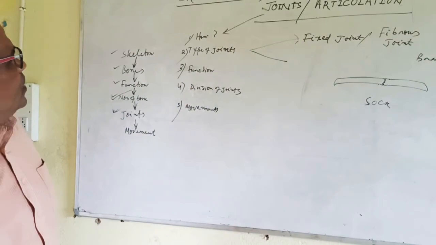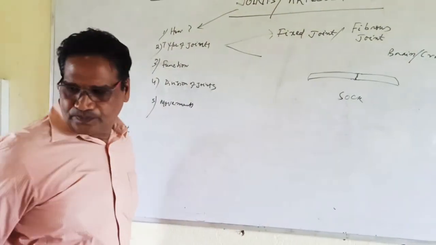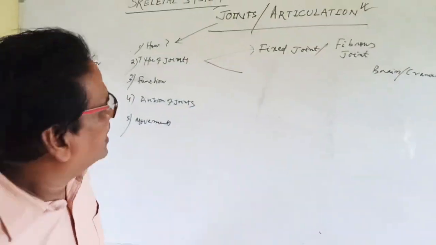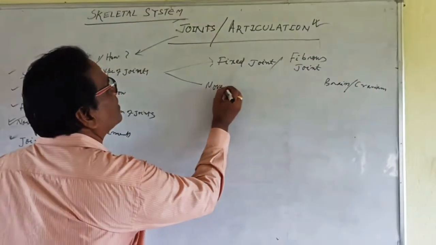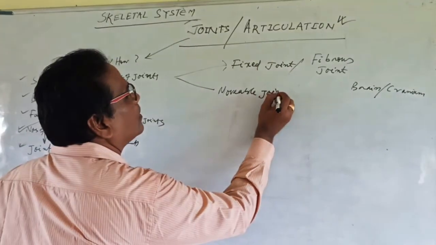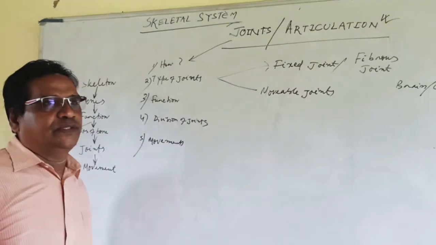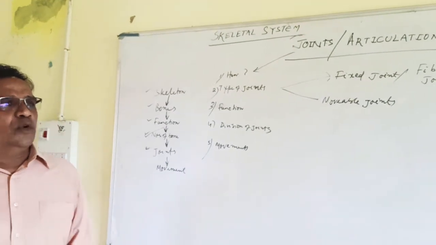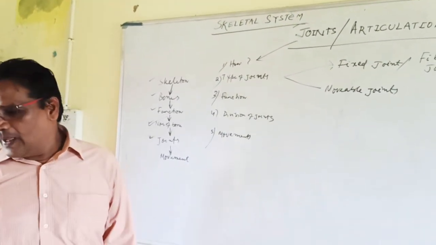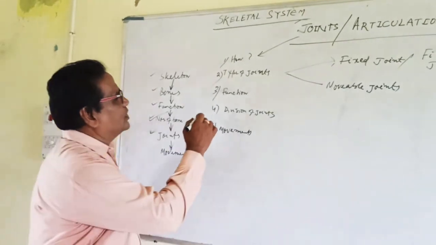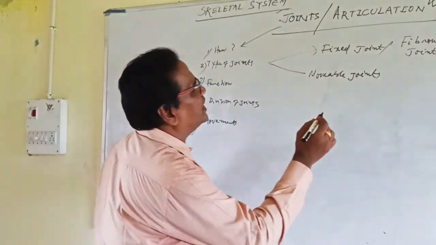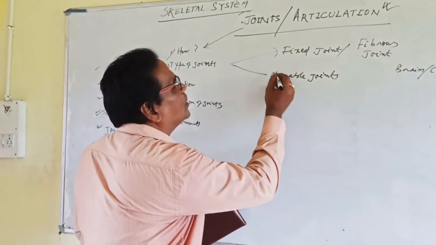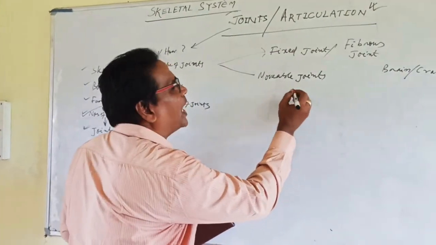Next, the second one is movable joints. Movable joints are seen throughout your body parts. They are freely movable and have 5 types.